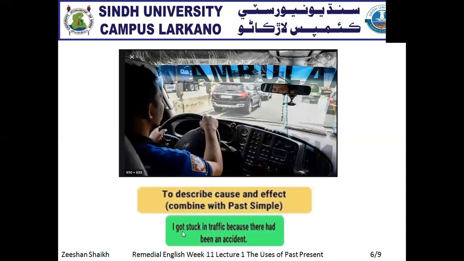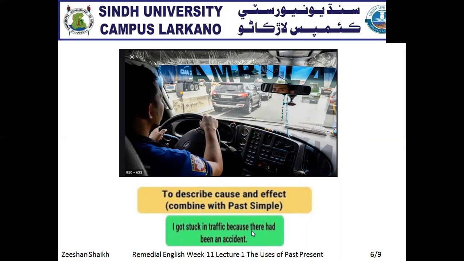So the first one, that there had been an accident. Clear? Because this action has been done before. Then the fellow person was in the traffic. Now he was engaged, he was busy in traffic. So that's why this sentence comes at the last. So this becomes the past simple. And the action which has been done or which has been completed before, this would be your past perfect.